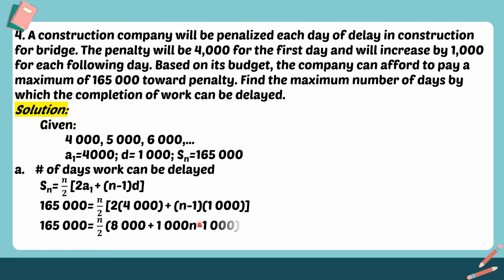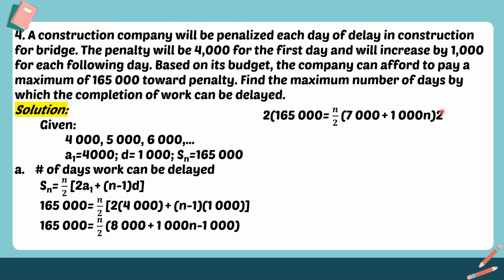So, yung next natin na step, 2 times 4,000 is 8,000. Then, distribute natin yung 1,000 sa N minus 1. So, N times 1,000 is 1,000 N. Negative 1 times 1,000 is negative 1,000. And then, i-combine natin itong 8,000 and negative 1,000. That is equal to 7,000. And then, next, para ma-remove natin itong 2 dito, kailangan natin i-multiply both sides by 2.